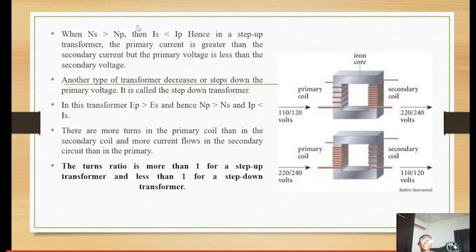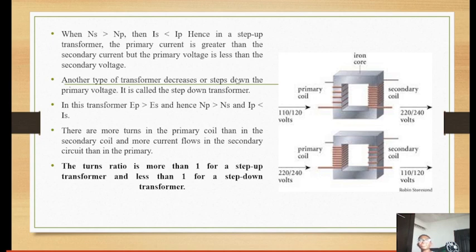When NS is greater than NP, then the current in the secondary coil will be lesser than the current in the primary coil. Hence, in a step-up transformer, the primary current is greater than the secondary current, but the primary voltage is less than the secondary voltage. Don't forget that. We are saying when the number of turns in the secondary coil is greater than the number of turns in the primary coil, then the current in the secondary coil is lesser than the current in the primary coil.